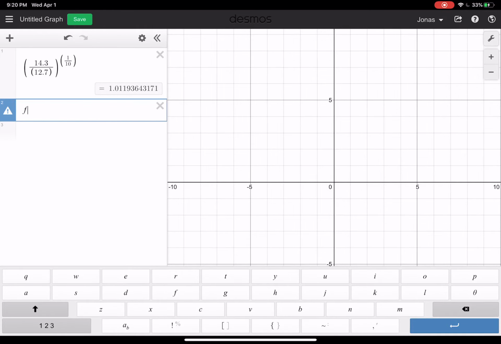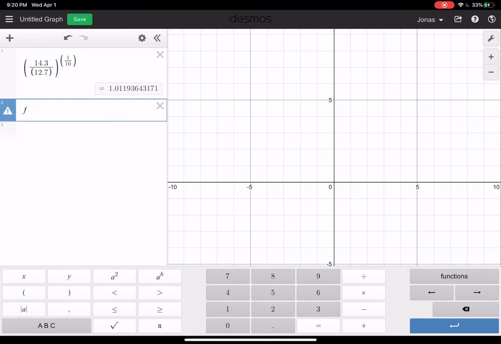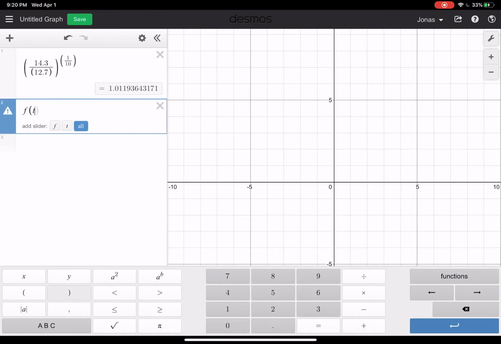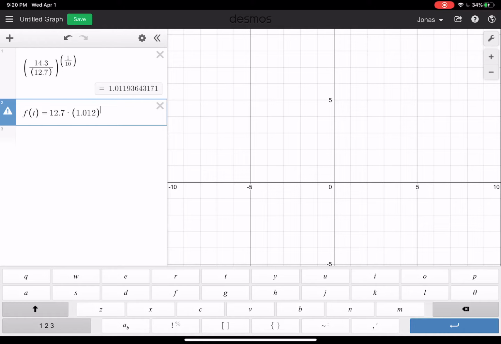This is f of t. What is it equal to? It's equal to 12.7 times, and then in parentheses, 1.012. Of course, we could get greater accuracy by using more decimals in that base b. I'm going to leave it there for now, although I think that's a reasonable objection. Stick in more decimals for greater accuracy. Okay, here's a function.